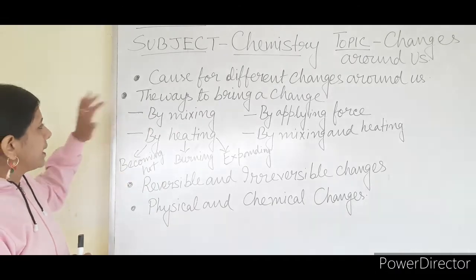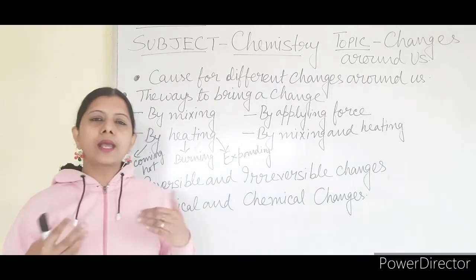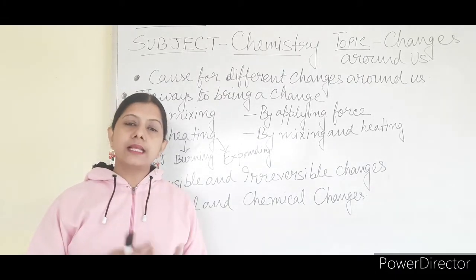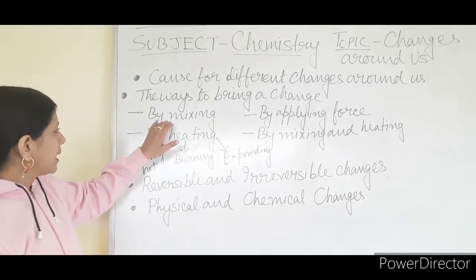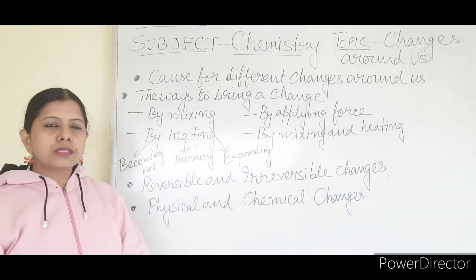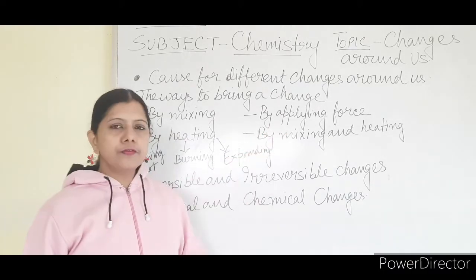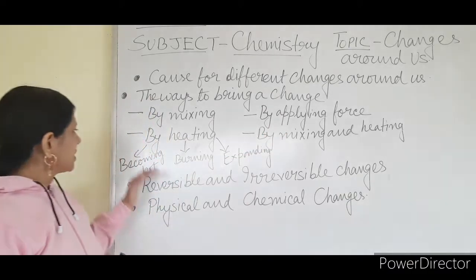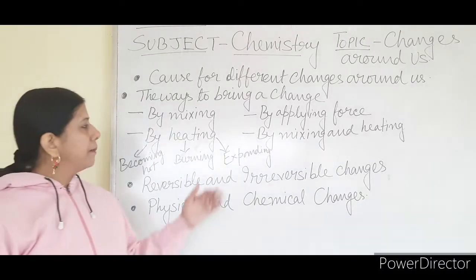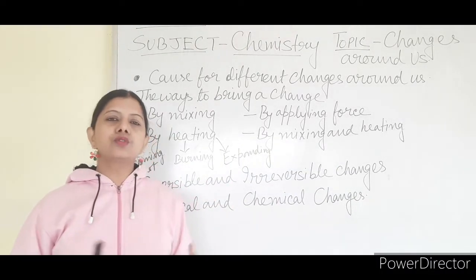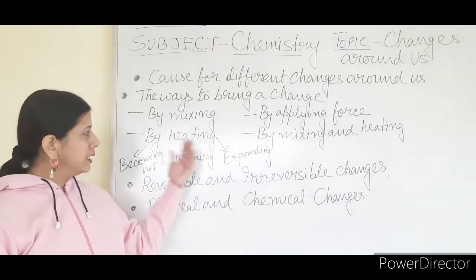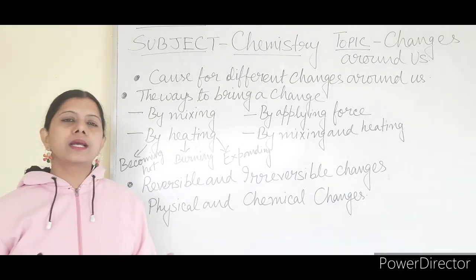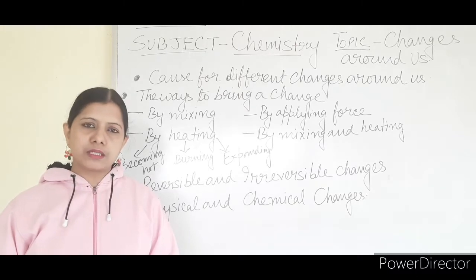Second point, the ways to bring a change. How can you bring a change? How can change occur? So 4 points are there: by mixing 2 or more substances, by applying force on a substance, by heating something, by mixing and heating. That means 2 or 3 substances are mixed together and then heated. So these are the ways by which you can bring changes in a substance.